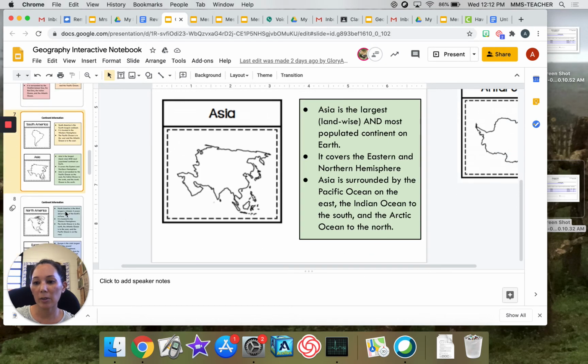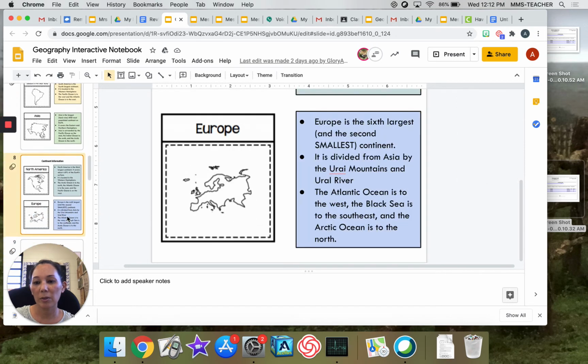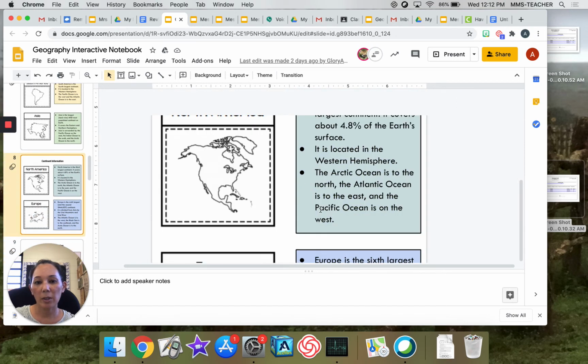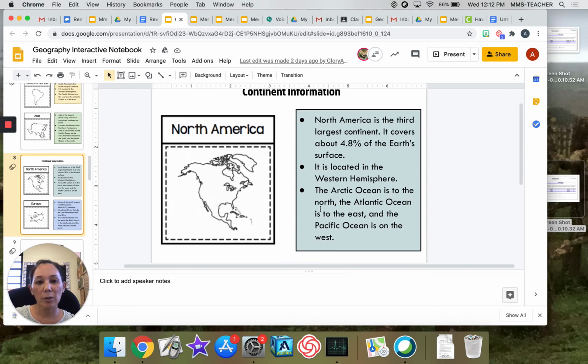Okay, and the next continent. Okay, North America. So North America is the 3rd largest continent. It covers about 4.8% of the Earth's surface, and it is located in the Western Hemisphere. The Arctic Ocean is to the north, the Atlantic Ocean is to the east, and the Pacific Ocean is on the west.